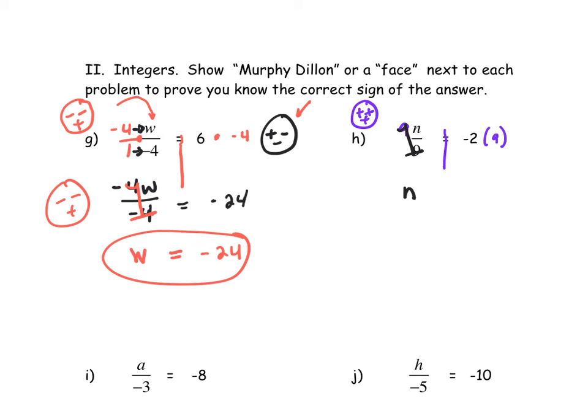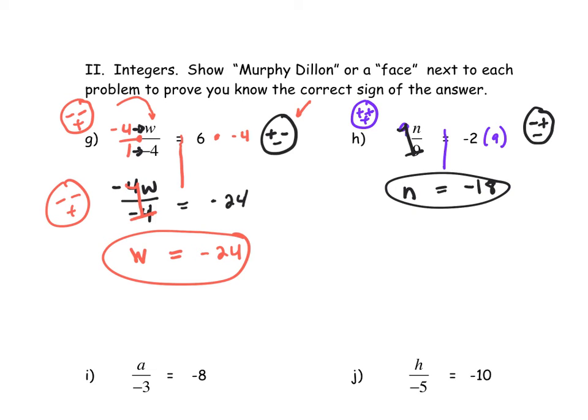1 times n is n, using the identity property. And on this side, again, the request was to show the Margar face. I have a negative 2 times a positive 9, and that's going to be a negative answer. So this is going to be negative 18.